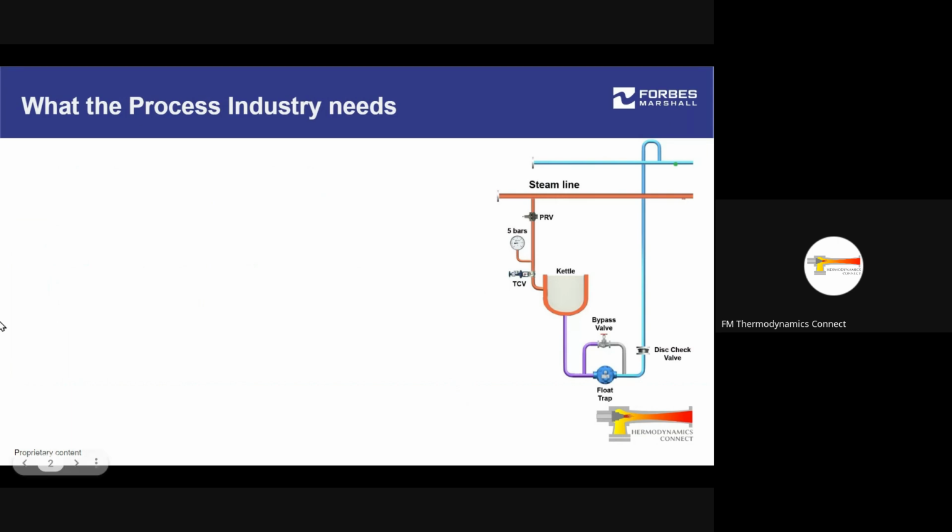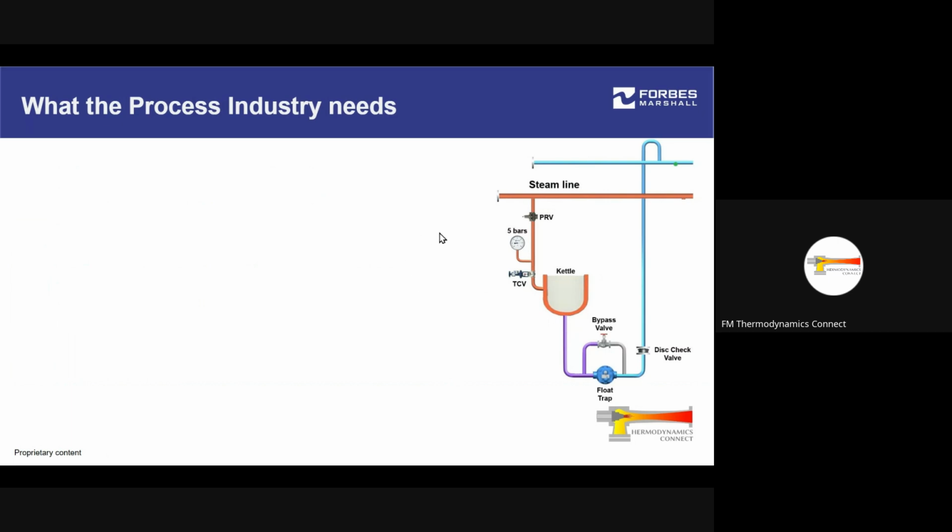If we look at the process industry as a whole, what the industry specifically needs can be summed up using this particular diagram, this particular schematic in a way. So you have steam coming in through a steam distribution header or steam distribution line, from which that steam comes in to this process heat exchanger. The kettle part that it mentions is the process heating equipment. All right, so this is where the heating happens.